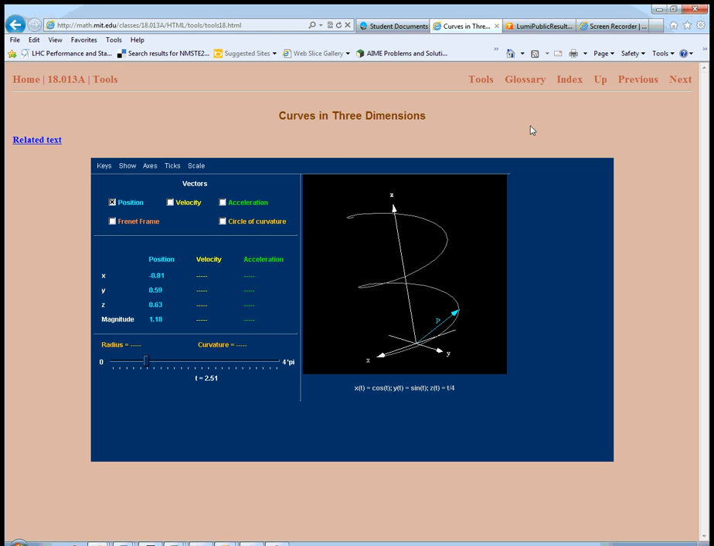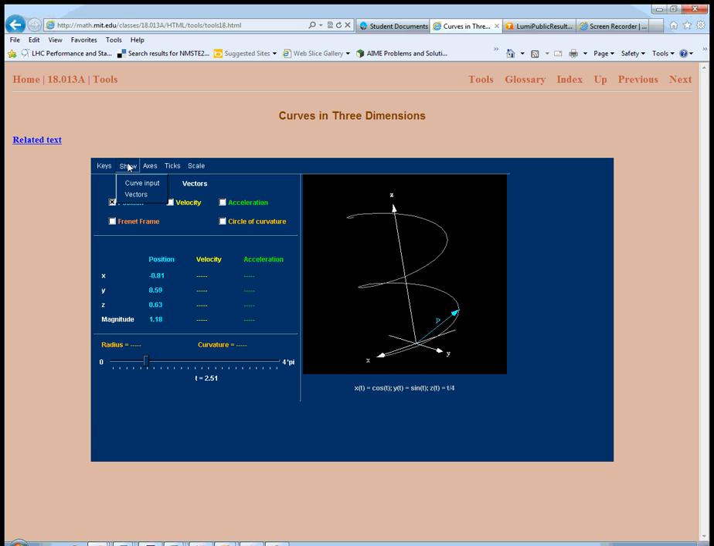Here's an intro both to the idea of a parameterized curve in 3 dimensions and a particular applet. This is an MIT applet for looking at these curves. I won't show you all the features because we don't know what they mean yet. But the idea here is, well, let me show you one real crucial thing.